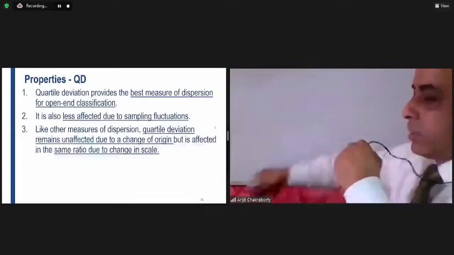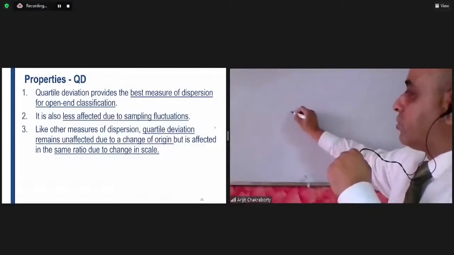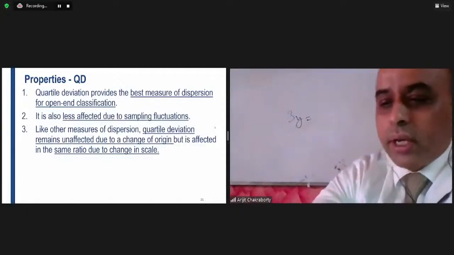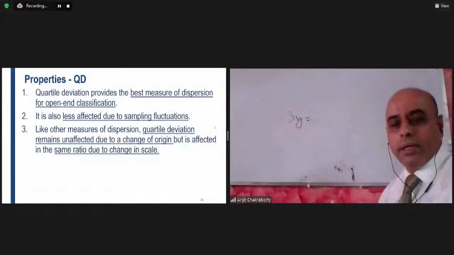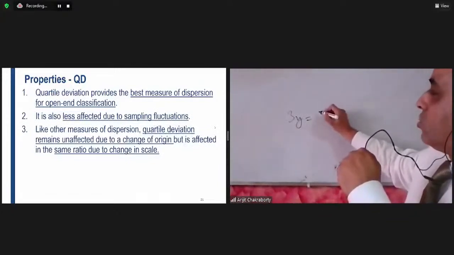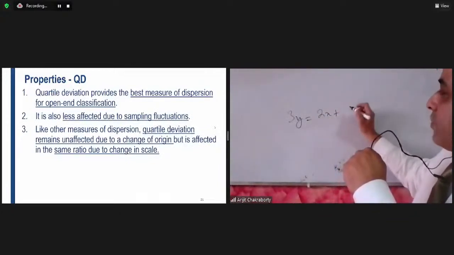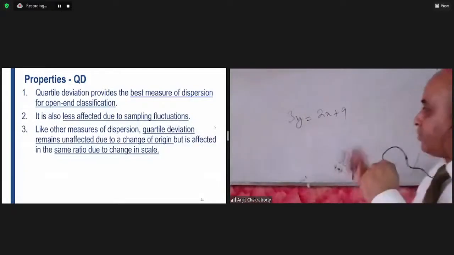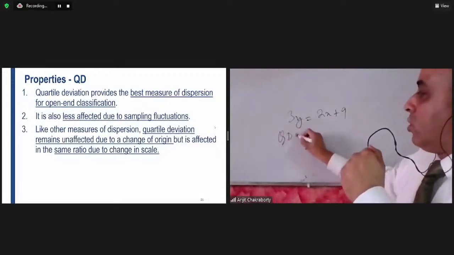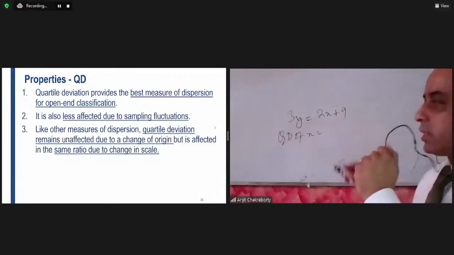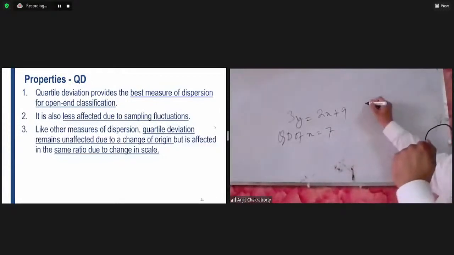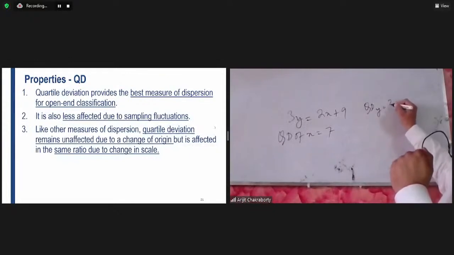Let me write a particular equation. So I'm writing 3y equal to 2x plus 9. It is given that the quartile deviation of x is, say, let us take 7. You have to find the quartile deviation of y. So quartile deviation of y is, we don't know, question mark.